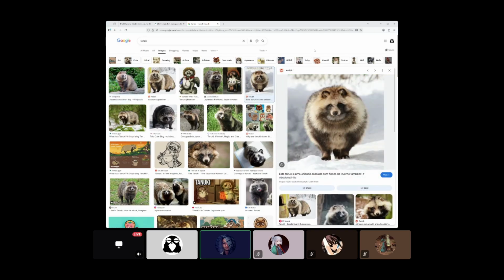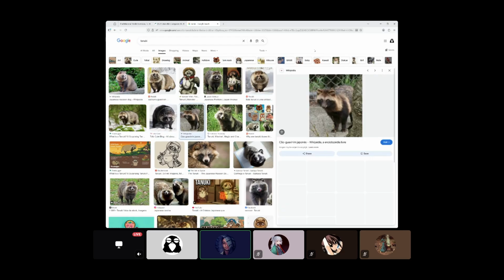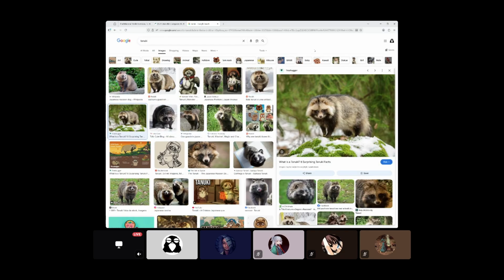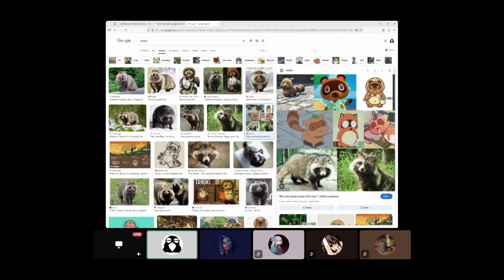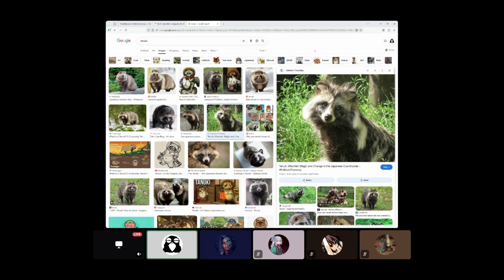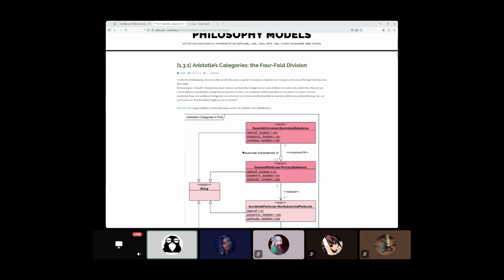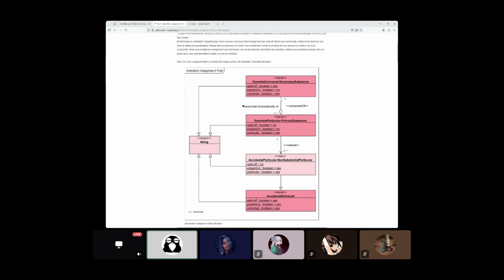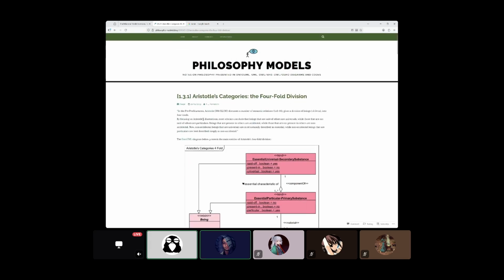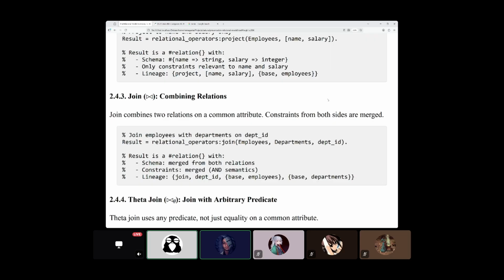I understand that this may seem unrelated, but it is. Believe us, it's totally related. Tanukis, for example, I brought them up because they're actually dogs, right? They're not raccoons. So anyway, by the way, this website is really nice. It basically does UML models for philosophy. Yes, that's why it's onto UML, right?